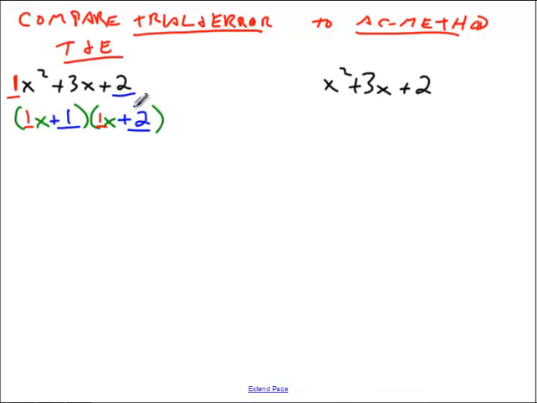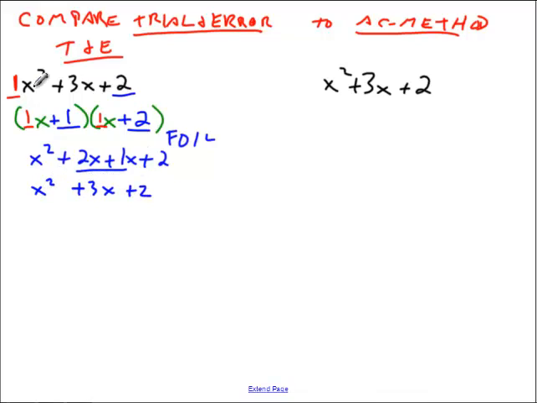So we can say that this is our factorization. We can double check by FOILing. 1x times 1x gives me just an x squared. That's my first. Outside terms are 1x times 2, which gives me plus 2x. Inside terms, 1 times 1x is 1x, or x. Last terms are 1 times 2, which is 2. And when we combine like terms, we get x squared plus 3x plus 2, the same as what we started with. So there's our factorization. That's pretty much done.